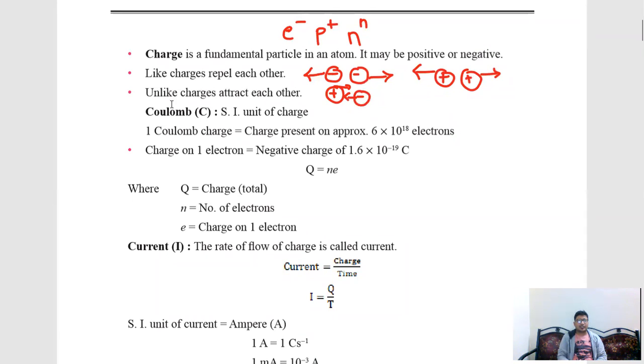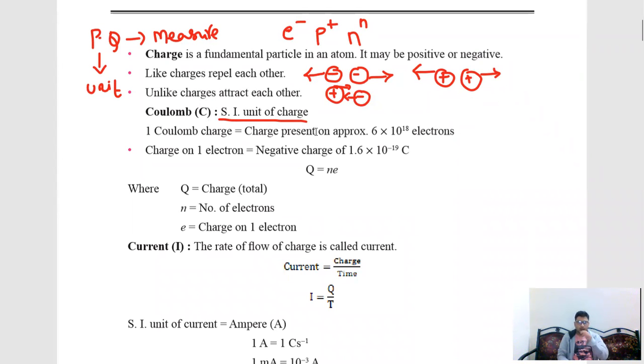And charge, we can measure. Whatever the physical quantity may be, if you are able to measure it, definitely for this physical quantity there will be a unit. The SI unit of charge is Coulomb, represented with capital C. So that is the SI unit of charge.